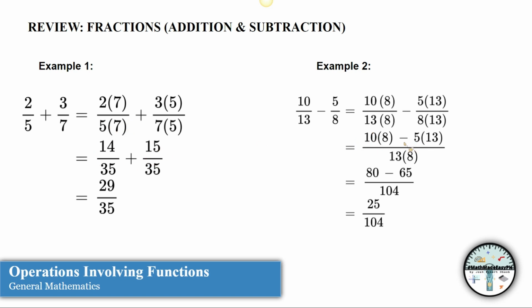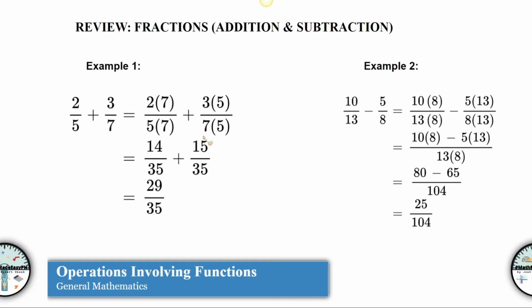Then i-add mo lang sila yung numerators nila kasi they have the same denominators, and the answer here is 29/35, and dito naman is 25/104. So ganun lang siya, guys. So para hindi na kayo palagi mag LCM, just do this technique. You can pause this video for a while kung gusto niyo mag-analyze, okay? So ito yung technique na introduce ko sa inyo. Okay, so next slide please.